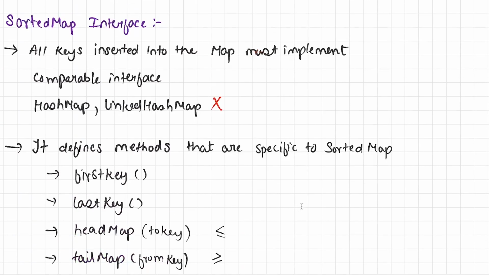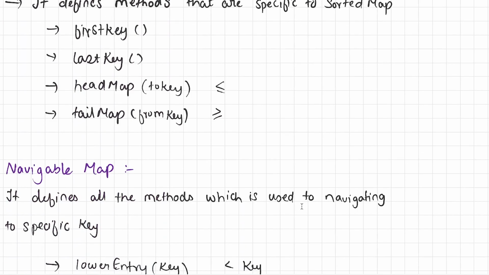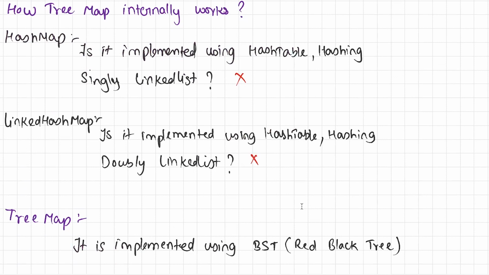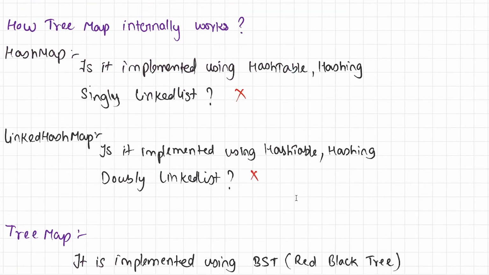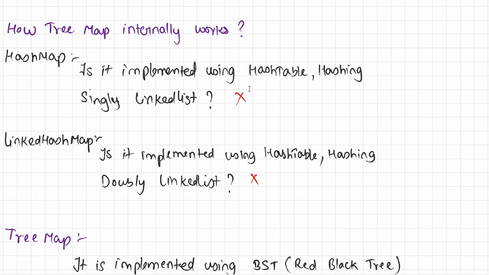Now, if the SortedMap interface and the NavigableMap interface are clear to you, let's move on to the next question: how does TreeMap actually work internally? In previous videos, we have seen HashMap and LinkedHashMap. So my question is, is it implemented using a hash table, hashing, or a singly linked list or arrays, or is it implemented using a hash table, hashing and a doubly linked list? The answer is absolutely no. TreeMap is not implemented using a hash table, hashing, arrays, or a singly or doubly linked list.